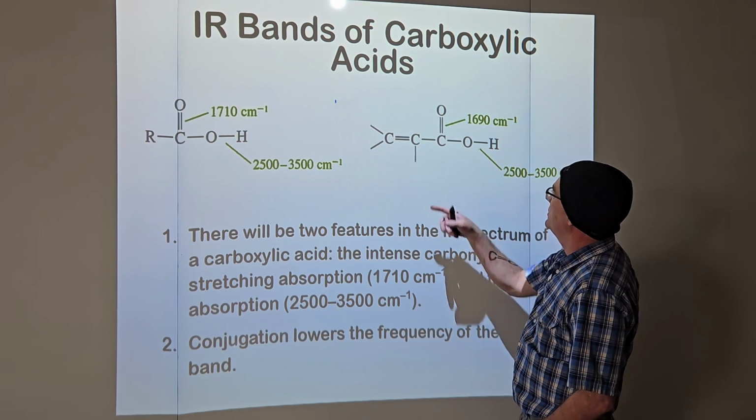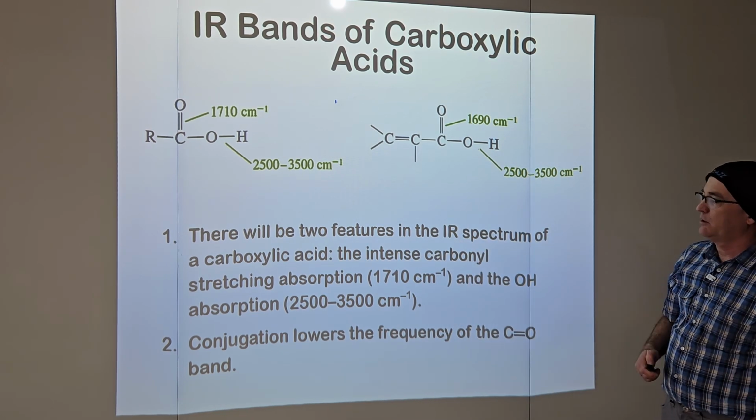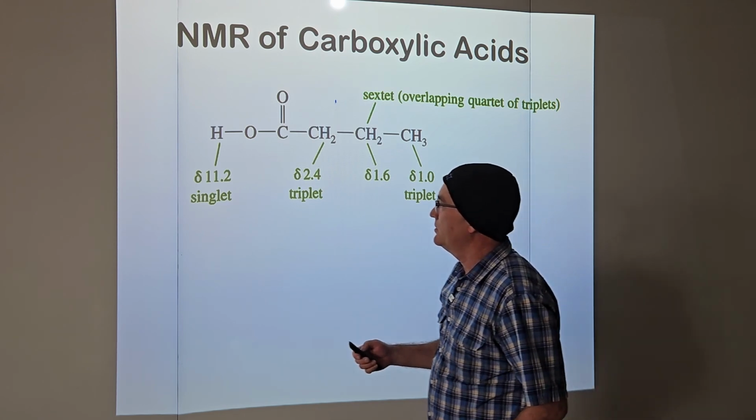You can't miss a carboxylic acid, and conjugation lowers the frequency of this band. So you see this thing's conjugated. I think an ester moved it to like 1730. So I skipped the picture of the IR spectrum.